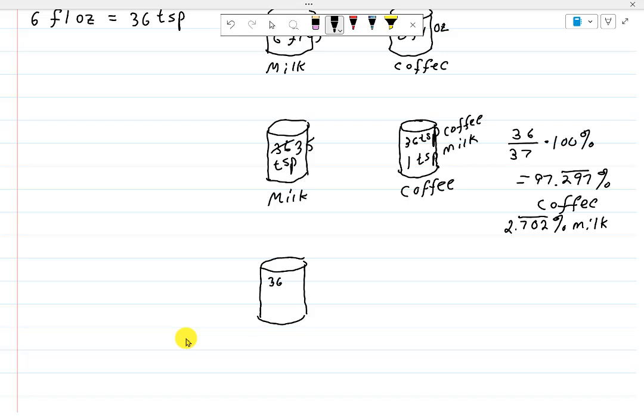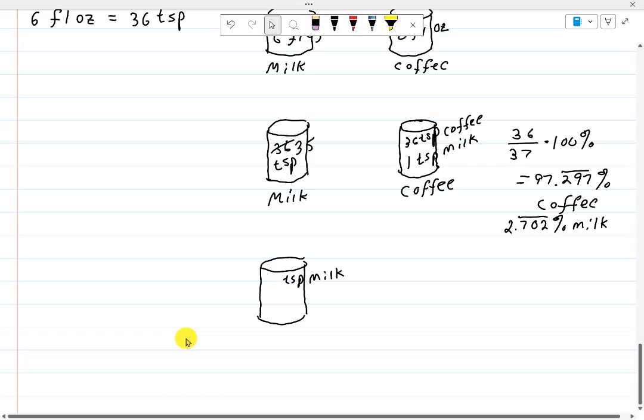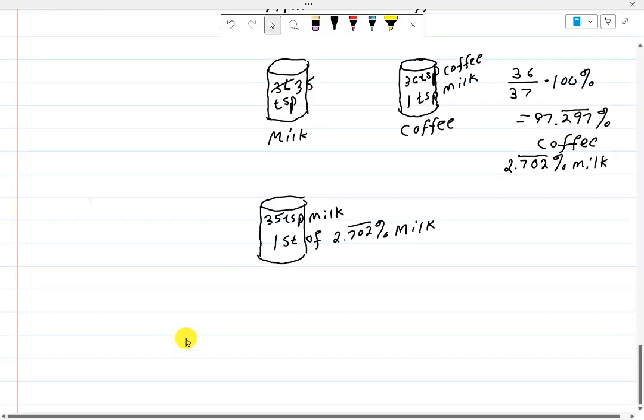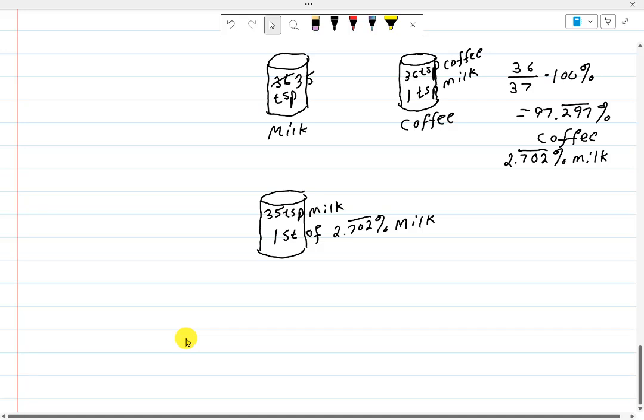You're going to have 36 teaspoons of milk. Make a mistake there. 35 teaspoons of milk. And 1 teaspoon of this new mixture. So I'm going to say 1 teaspoon of 2.702% milk. So how many teaspoons do you have? What in the world did I put first?